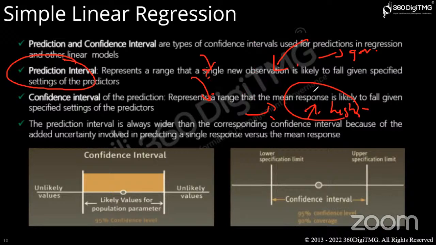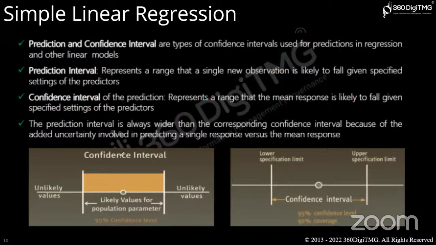Whatever the new observation, if it falls under the confidence interval, in that case the model will be giving the best output or best prediction. That is the confidence interval and prediction interval.